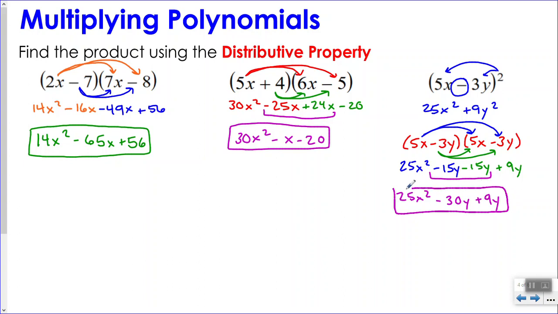So anytime we square a binomial, we cannot just square the two terms inside. This is wrong. Okay? We have to take the time to expand it out, find that middle term, and see what our final answer is going to look like.